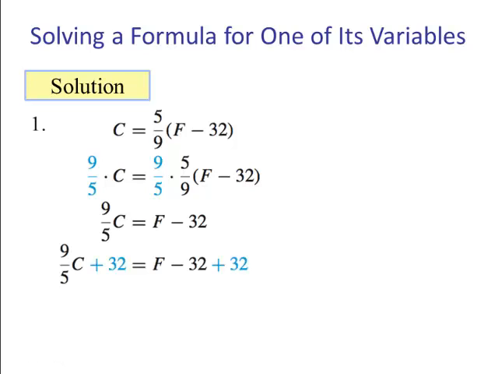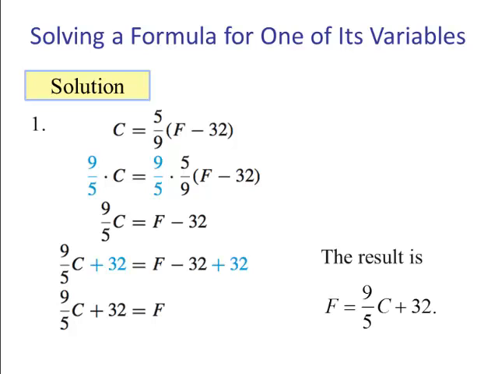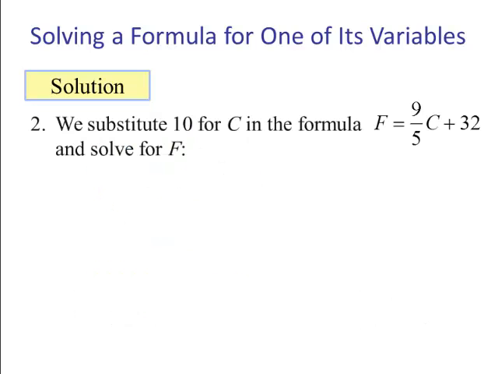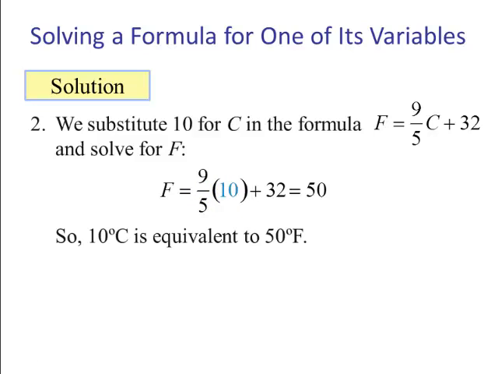Now we want to add 32 to both sides, and we're left with the equation 9/5 C plus 32 equals F. So Fahrenheit equals 9/5 times Celsius plus 32. If we substitute 10 for C in the formula and solve for F, we have 9/5 times 10 plus 32. 9 times 10 is 90, divided by 5 is 18. 18 plus 32 is 50. So 10 degrees Celsius is equivalent to 50 degrees Fahrenheit.